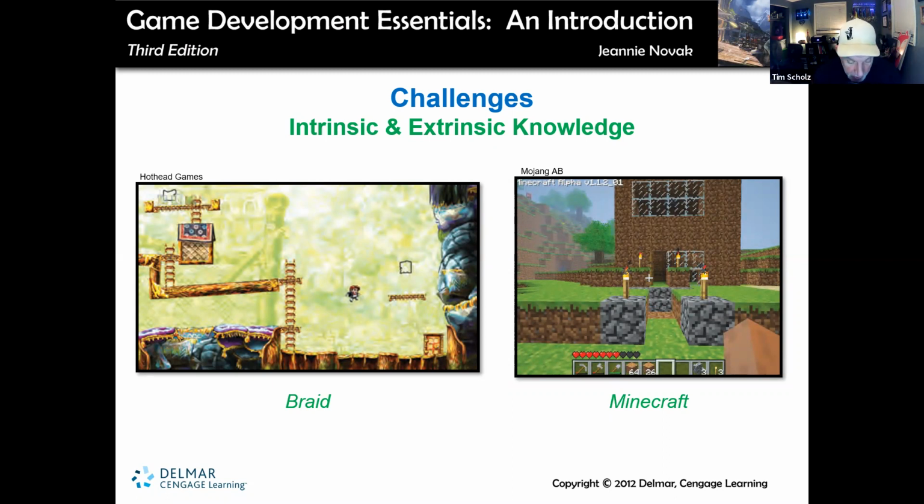Extrinsic knowledge is knowledge that's gained outside the game world, but applies to the game. For example, extrinsic knowledge can add an element of reality to the game. So knowledge such as wood floats, ice melts, paper burns, different things like that. Those are things you know from outside the game, but as you're playing the game, you can use that knowledge.